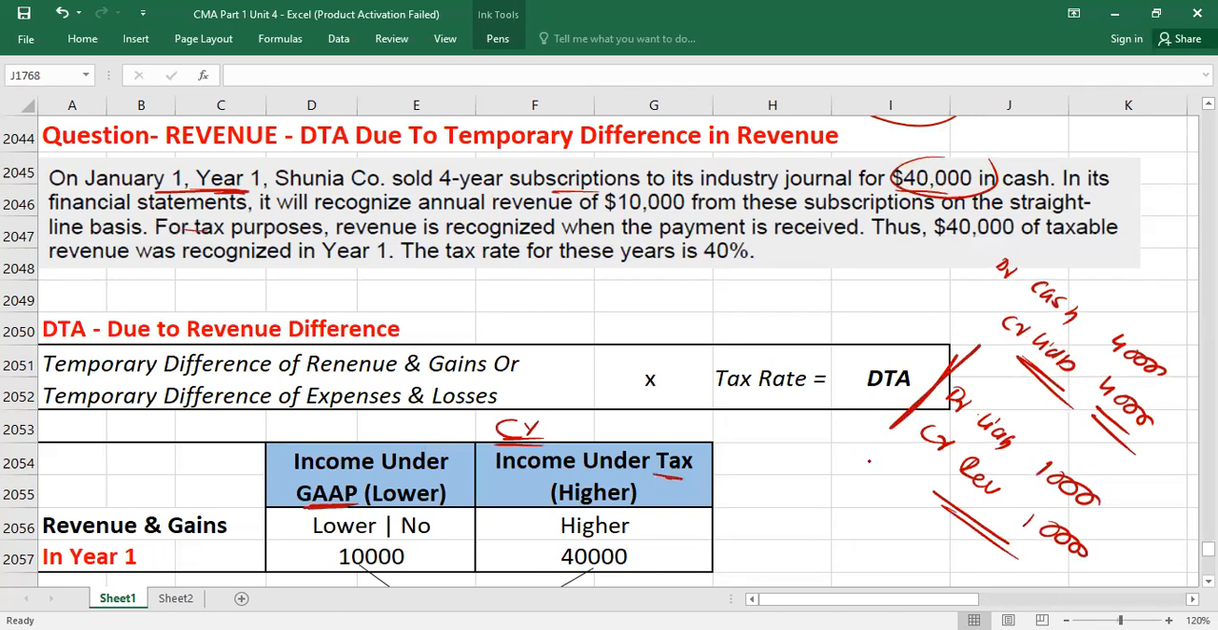Second year, you will also repeat this entry. Third year, you will also repeat this entry. Fourth year, you will also repeat this entry. But in accounting, in the first year, how much revenue have you recorded? Tell me. 10,000. That's what's written. 10,000 is revenue. In accounting, how much is recorded?